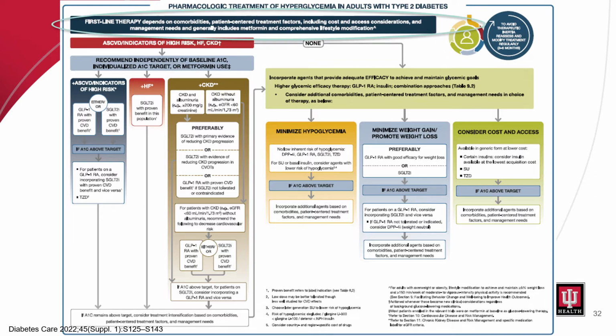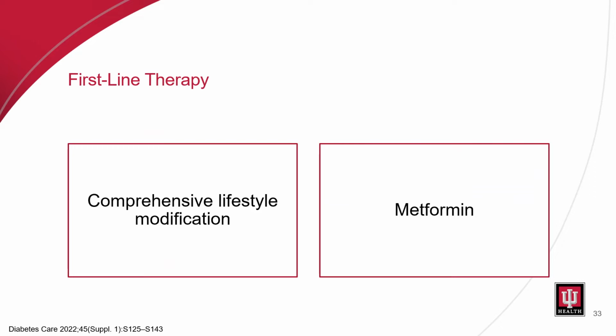So starting at the top of the graphic, our first line therapy will depend on comorbidities and patient-centered treatment factors. However, this often includes metformin and comprehensive lifestyle management. Comprehensive lifestyle management for a patient could be diet and exercise, and that's often what we think about. So diet, making sure that they're eating a consistent, low carbohydrate diet, and exercising, whether that be aerobics or weightlifting, as long as they're out and moving, they will see some improvements with their diabetes. And then metformin is the medication that we use for these individuals as first line.